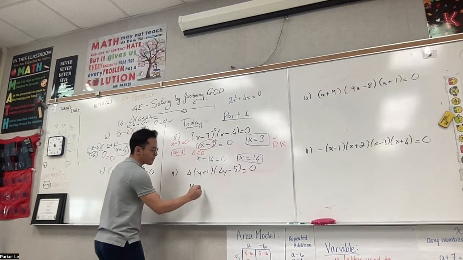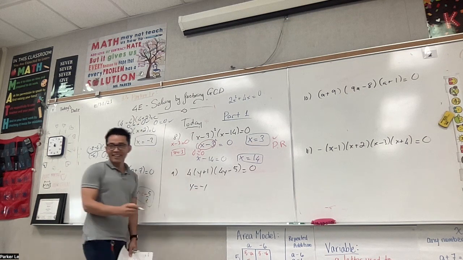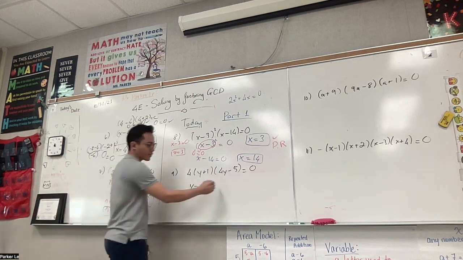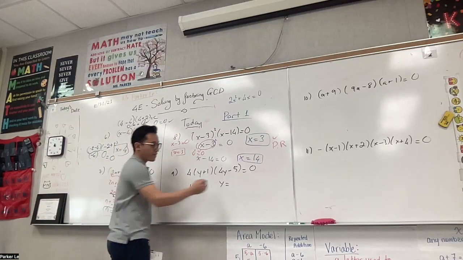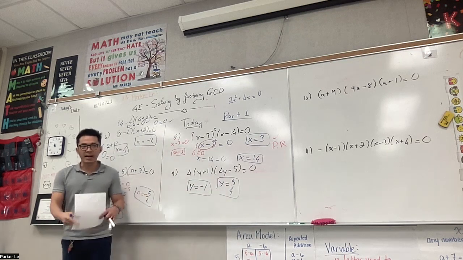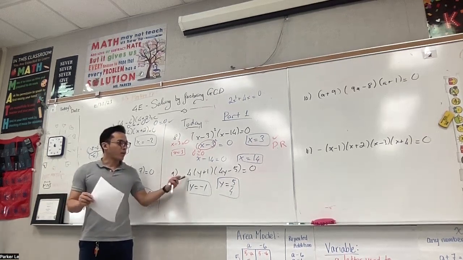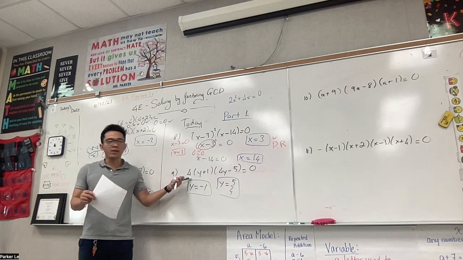Y equal to negative 4, negative 1, and y equal to what? 5 and 4. So yeah, I know, a lot of questions. My question for you is, what is 4 going to do? Are you going to distribute? What are we going to do with 4? 4 equals 0.